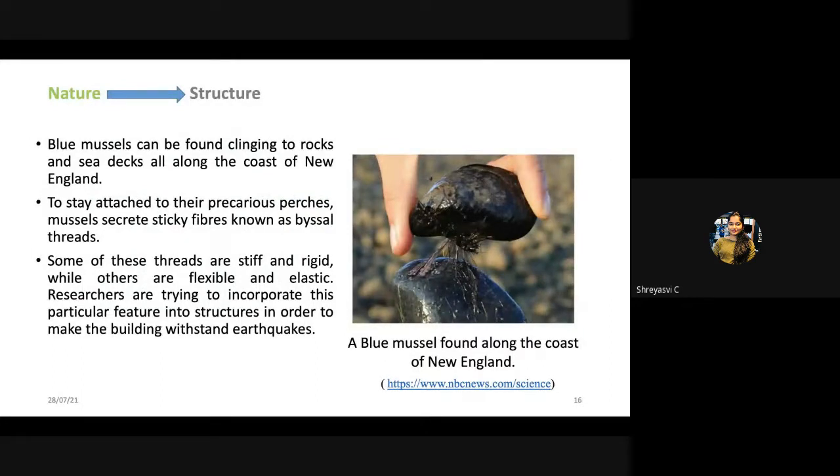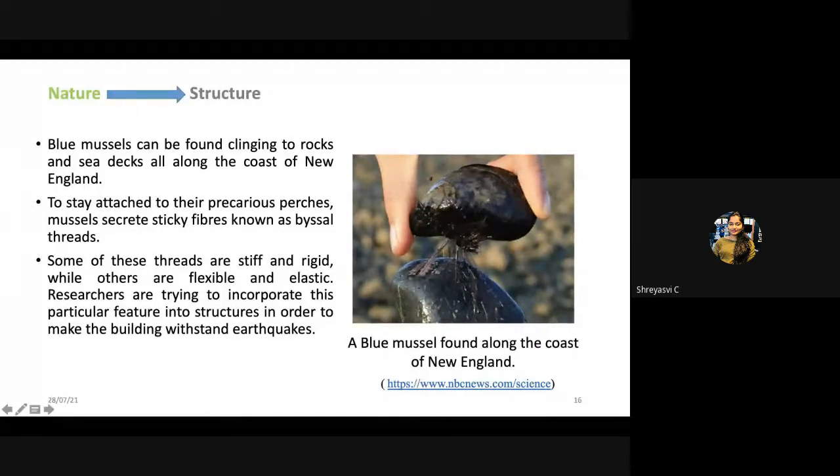Most of the inventions that we have today are inspired from nature. So we always try to mimic what we are able to see in nature. One such example is that of a blue mussel. This is usually found along the coast of New England. As you can see here, the mussel is stuck to this particular rock. And there is a certain length to thickness ratio in these sticky fibers, I would say, which they call byssus threads.